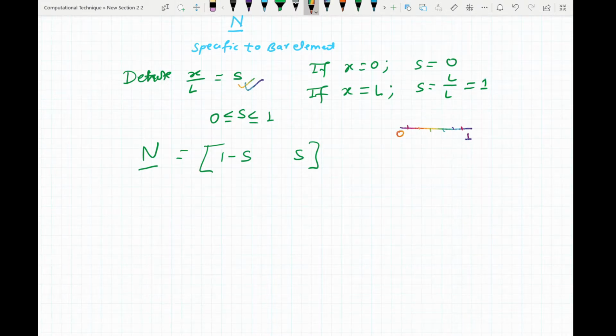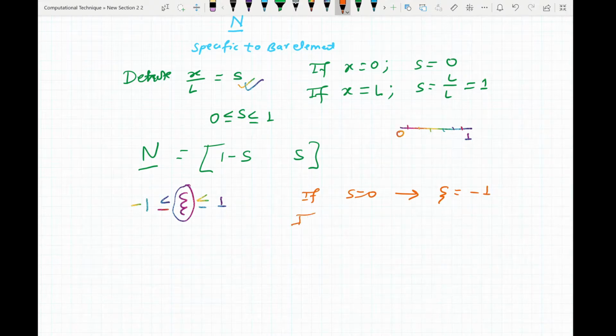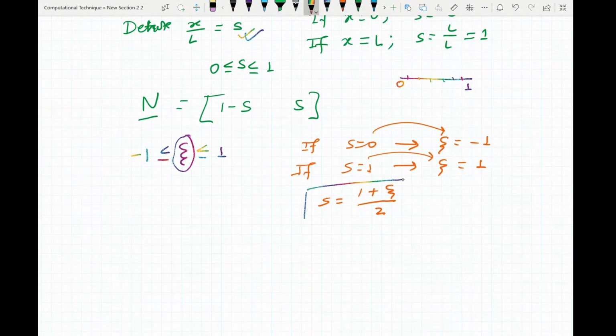These are known as natural coordinate systems. Now there is another natural coordinate system which varies from -1 to 1. This is the xi coordinate system. Now here you see that if S equals 0, we should obtain xi equals -1, and if S equals 1, we should obtain xi equals 1. Now you have to find a relation between S and xi. Here your S equals (1 plus xi) by 2.